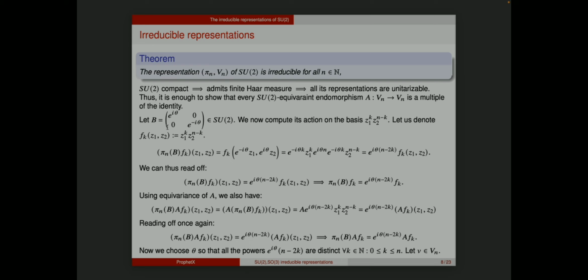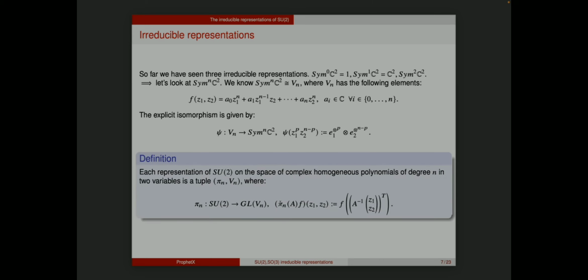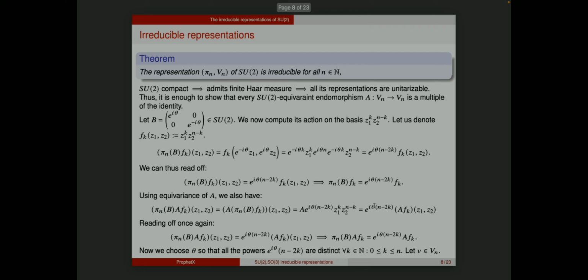And now we take an arbitrary element in SU2, which is of this form, and we want to compute the action of the representation on the basis. To this end, we just denote Fk evaluated in Z1, Z2 as Z1^k Z2^(n-k), because this is a basis of the space Vn, which we just constructed before. And now we compute how this representation acts. So recall we had here pi n A of f in Z1, Z2 is f in A inverse (Z1, Z2) transpose. So that's what we have here.